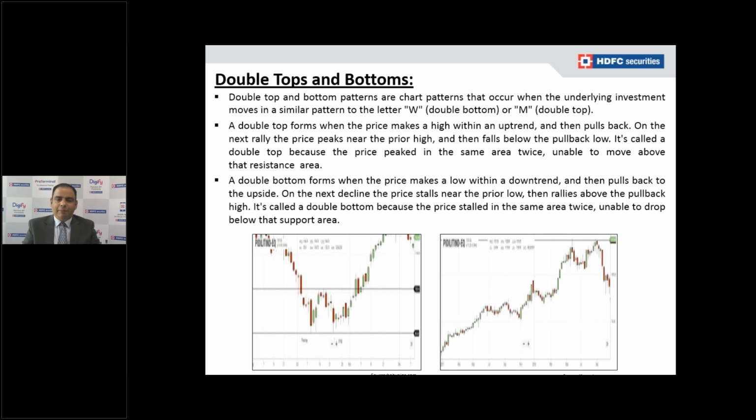A double top forms when the price makes a higher high within an uptrend, and a double bottom forms when the price makes a low in a downtrend. In the left side chart, we can see a double bottom. The prices are holding support at a similar level, not exactly the same, because every time we can't expect that if 100 is a support, the second leg will halt exactly at 100. It may be 101, it may be 98 also.